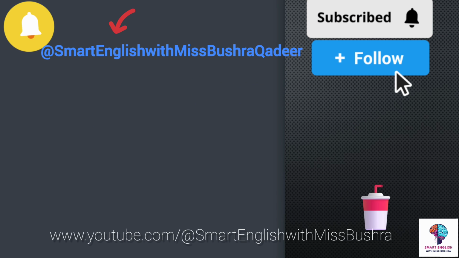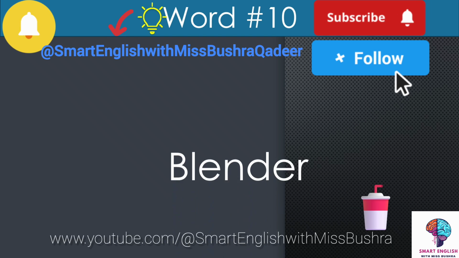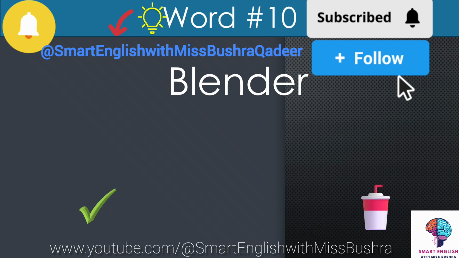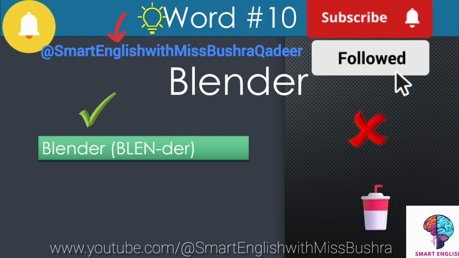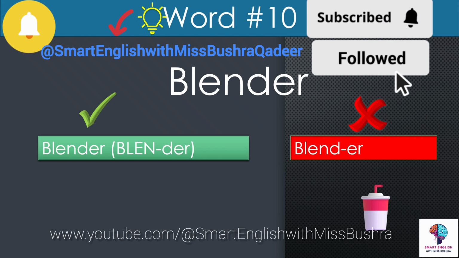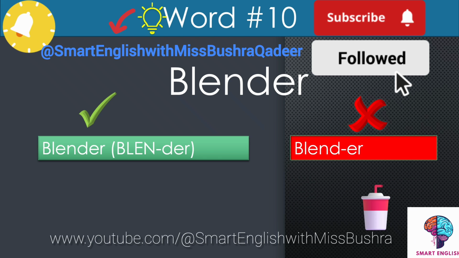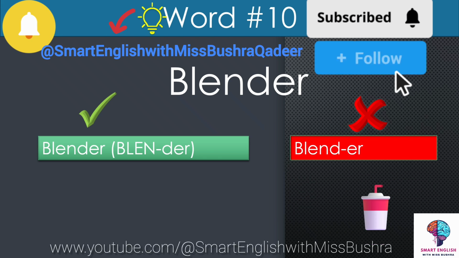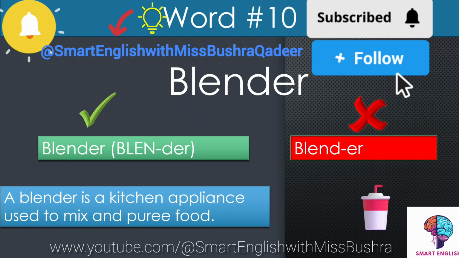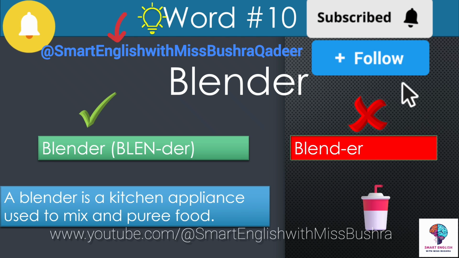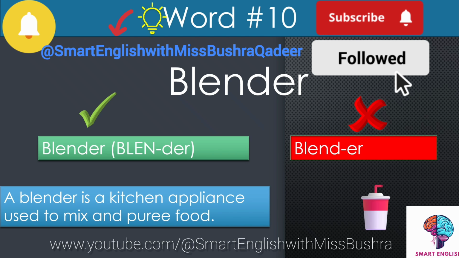Word number 10 and the last word of this series, part 6, that is blender. Blender, not blend. It's not blend. It's blender. Blender. A blender is a kitchen appliance used to mix and puree food.